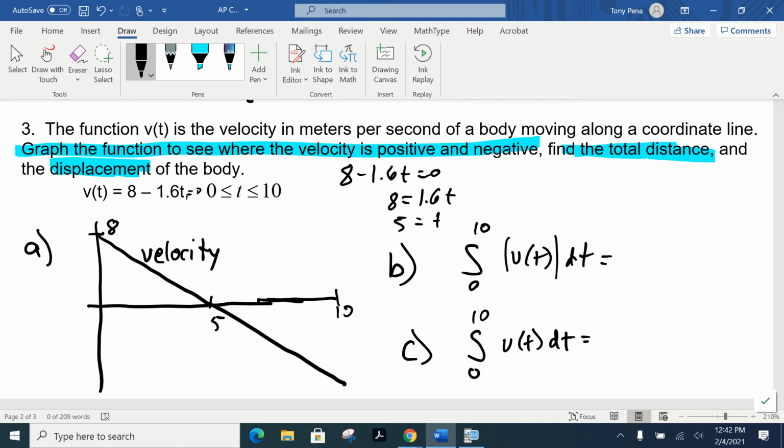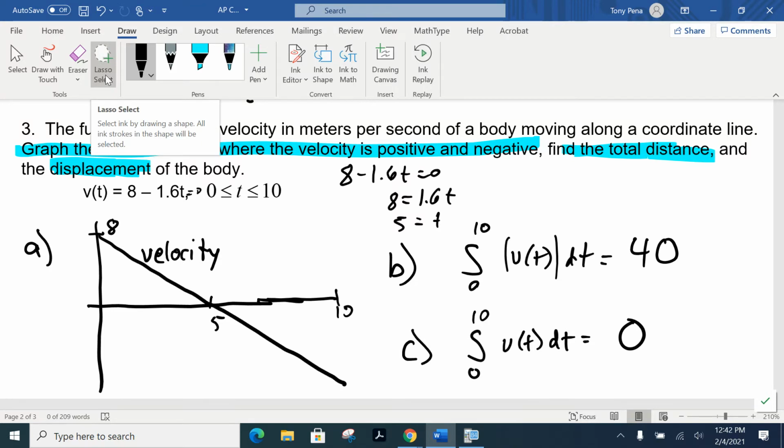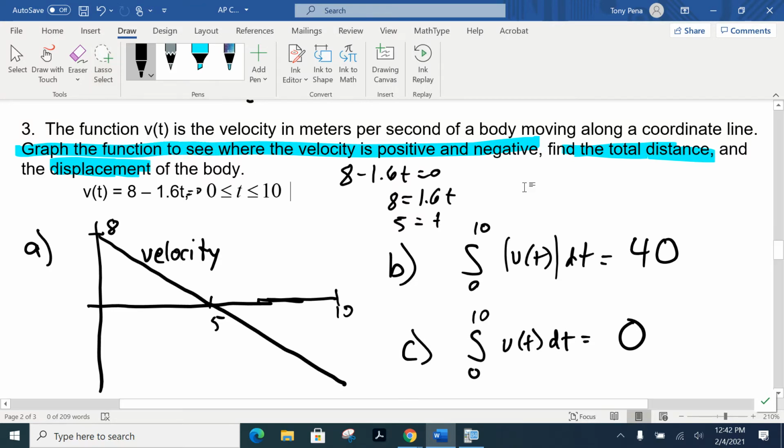All right, Andrew, what did you have for the distance here? Good. Should get 40. And then what's our displacement? Good. And our displacement would be 0. Now, don't flip the page, because this problem is what I kind of use to transition to what we're going to be doing in this next page.